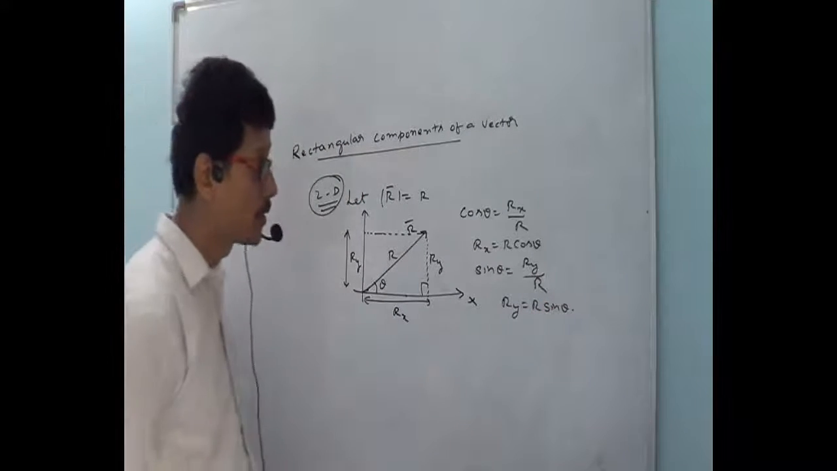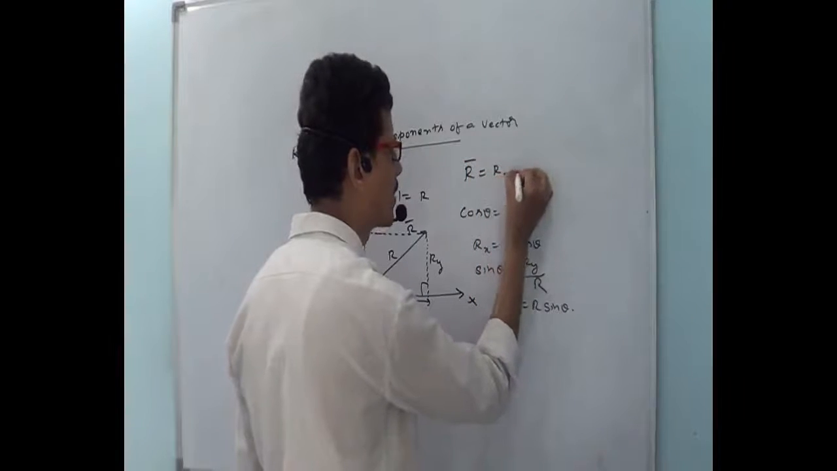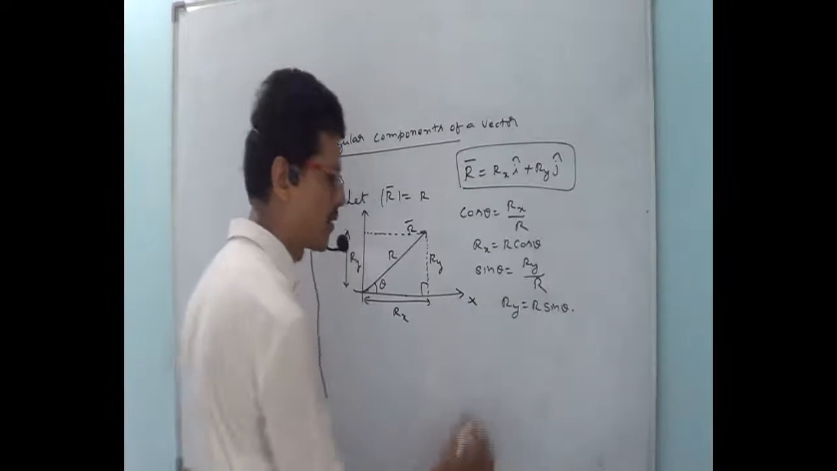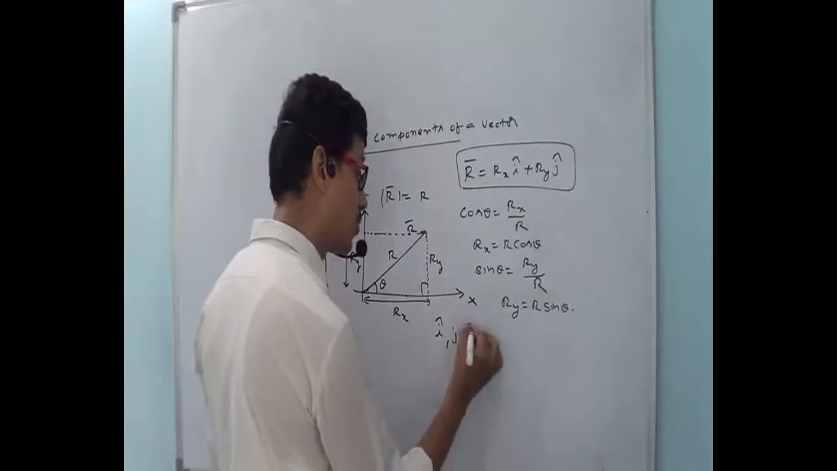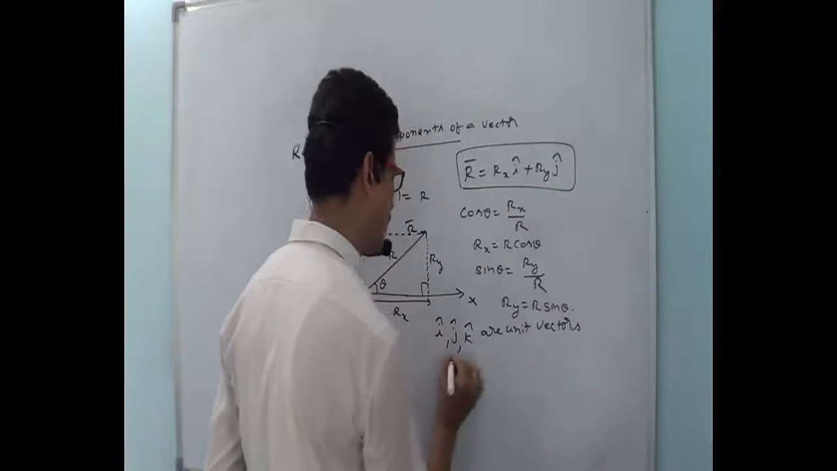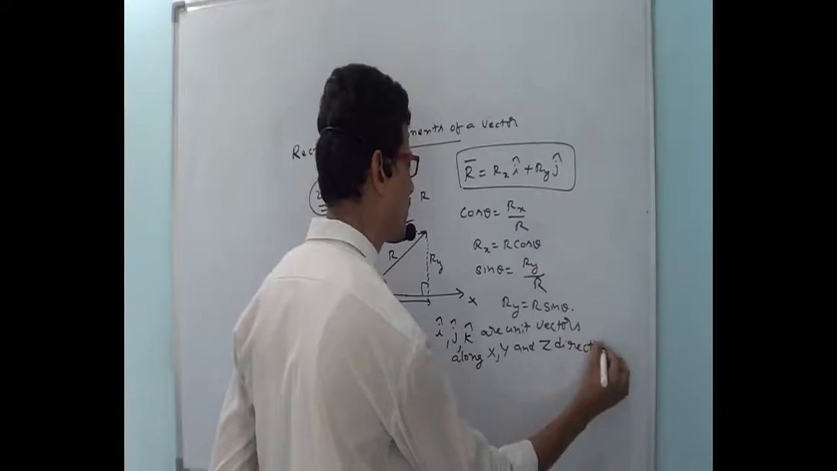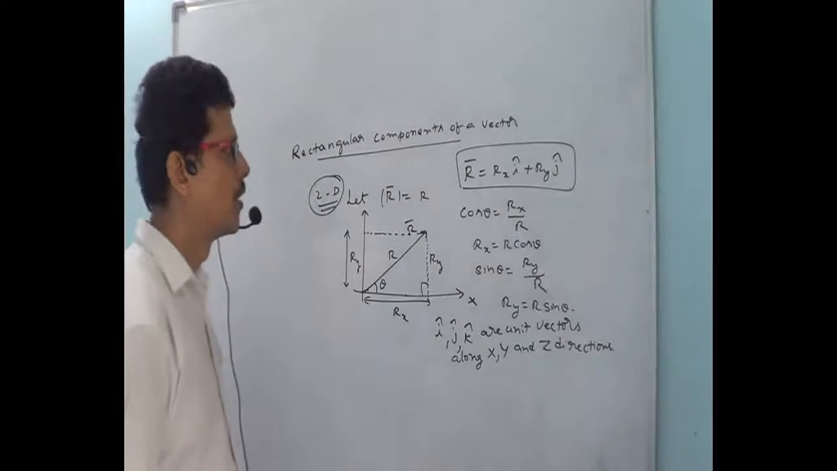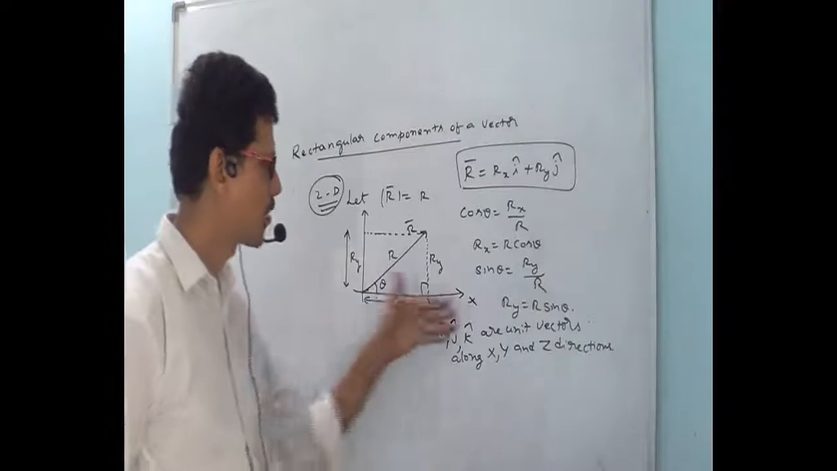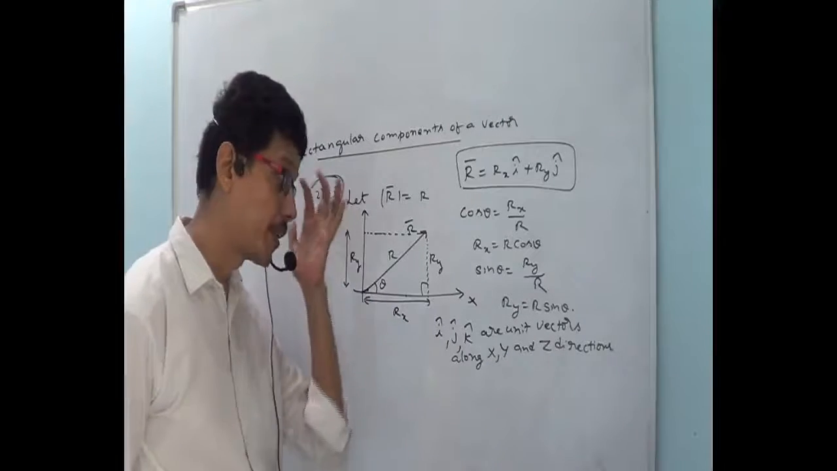So if I know these components of a vector along the x and y directions, I can express this vector as rx i cap plus ry j cap. This i cap and j cap are the unit vectors along the x and y directions. Even k cap is also there, unit vectors along the x, y and z directions. So ultimately I can express a vector in terms of its rectangular components. One is r cos theta and one is r sin theta. R cos theta is called the horizontal component and r sin theta is called the vertical component. Note down this.